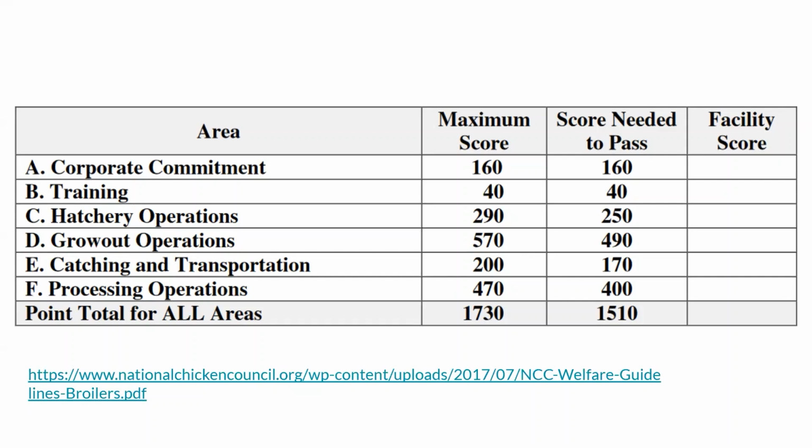In catching and transportation, you can miss about 30 points. In processing operations, you can miss about 70. So there is a lot of flexibility in this audit. But just like American Humane, whatever you fail, you do need to turn in something about how you're going to fix that.